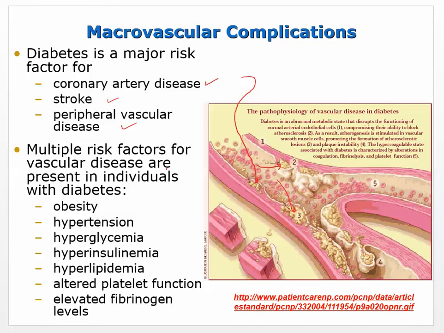Okay, so it's saying maybe it's not the diabetes, but it's these other things: the obesity, hypertension, hyperglycemia, all of these things are associated with increased macrovascular problems. Hyperlipidemia, altered platelet function, elevated fibrinogen levels, which are going to lead to more clotting. Okay. All right.